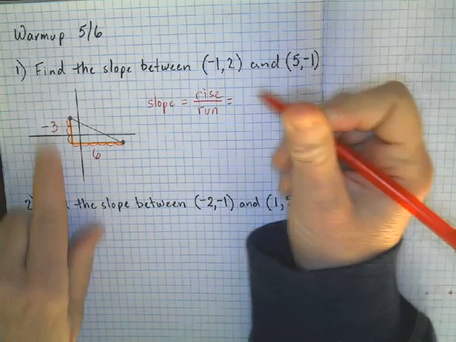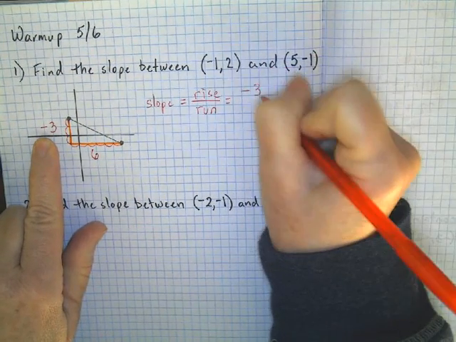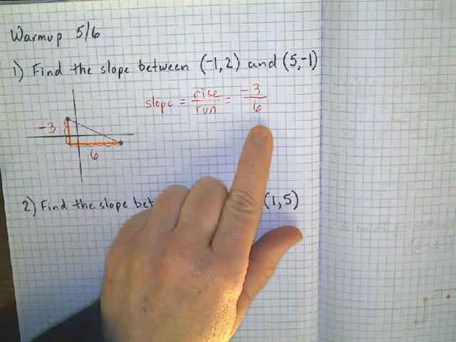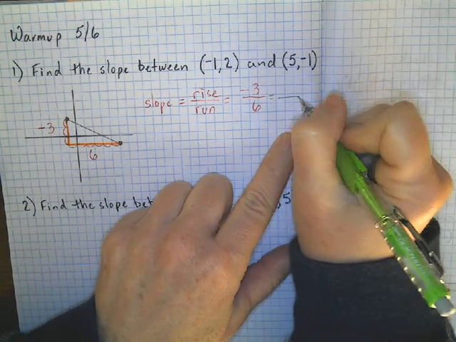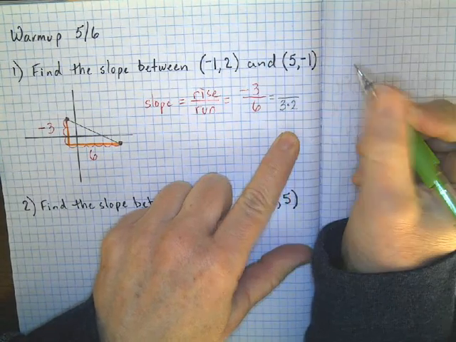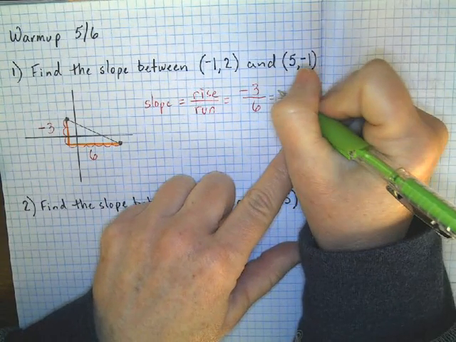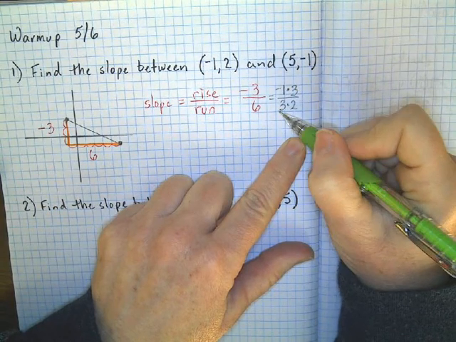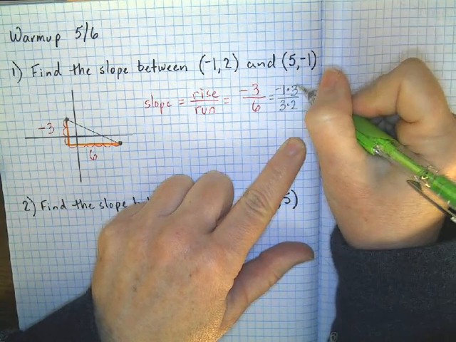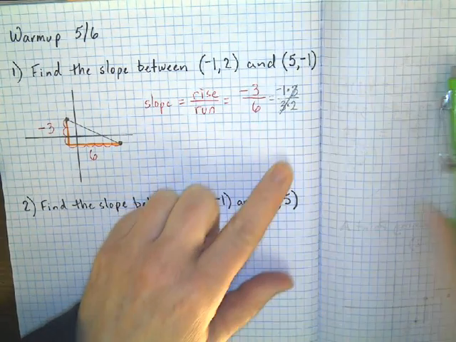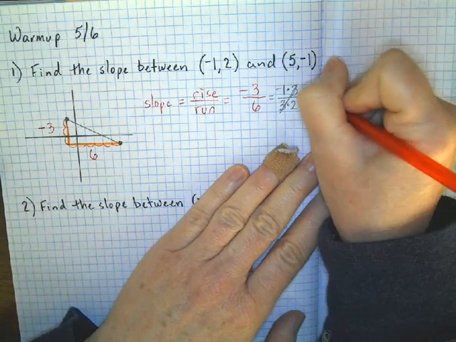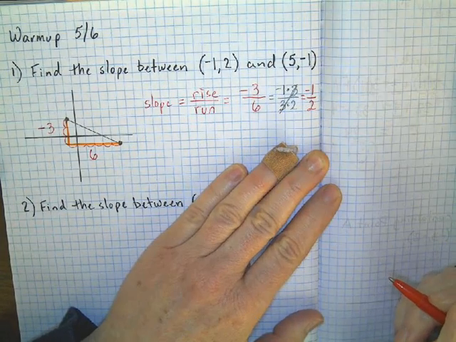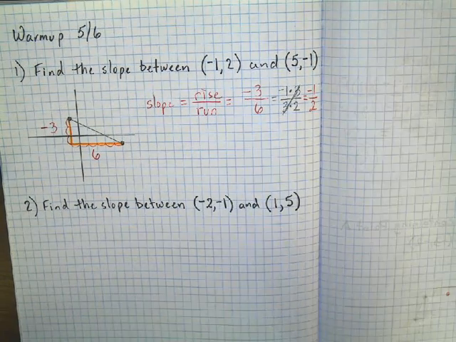So my rise is -3, and my run is 6. Let's see, can I simplify that? I can write 6 as 3 times 2, and -3, I can write that as -1 times 3. So see, I have a 3 over a 3. 3 divided by 3 is just 1, so I can reduce that. So my final answer is -1/2. Okay? Now I want to show you something interesting on the graph.